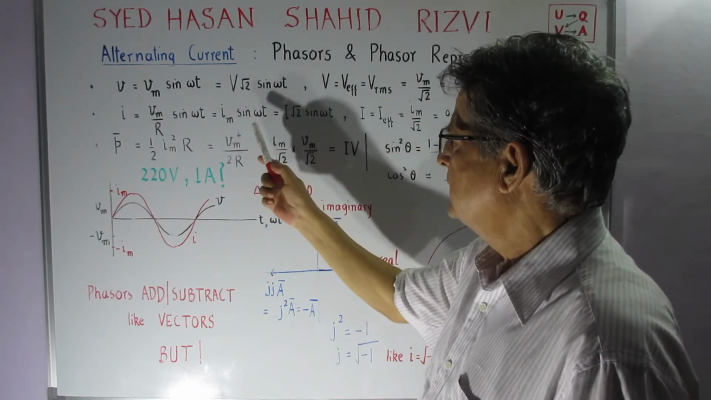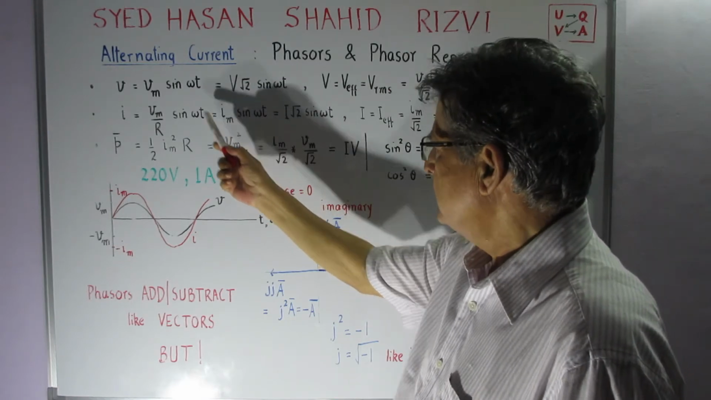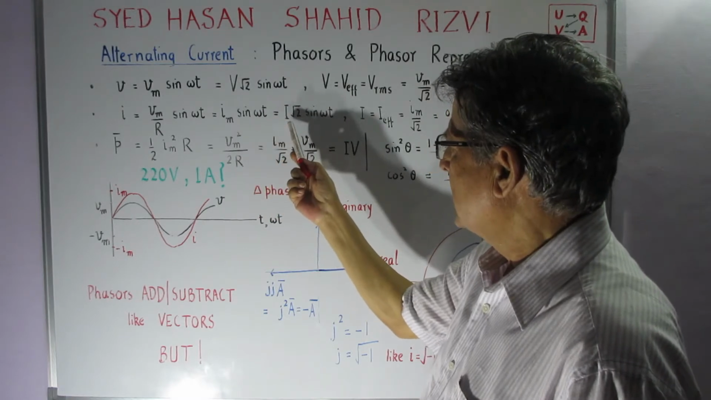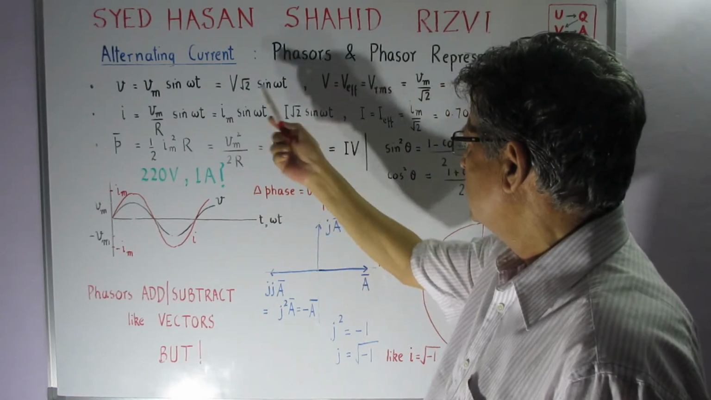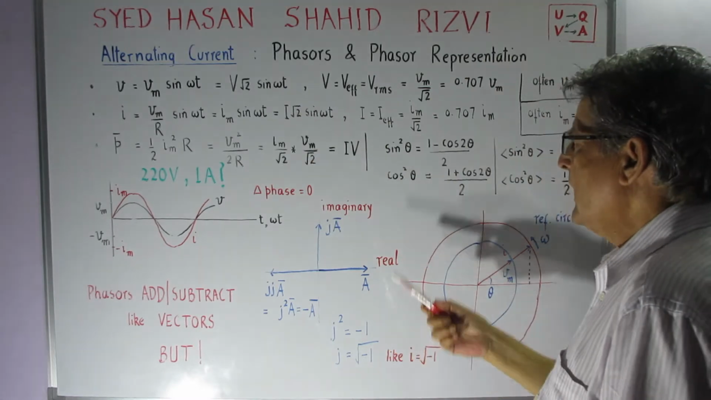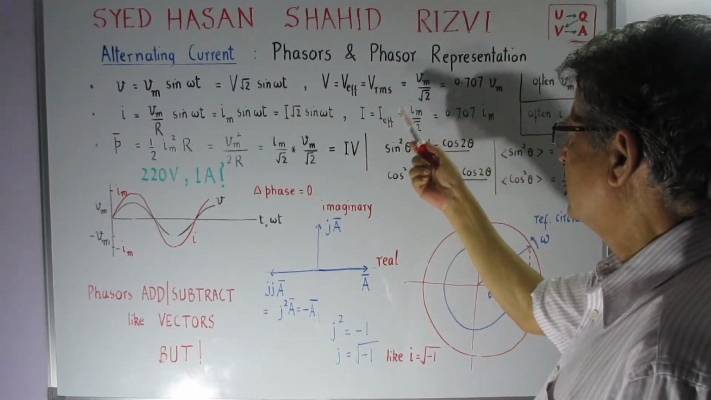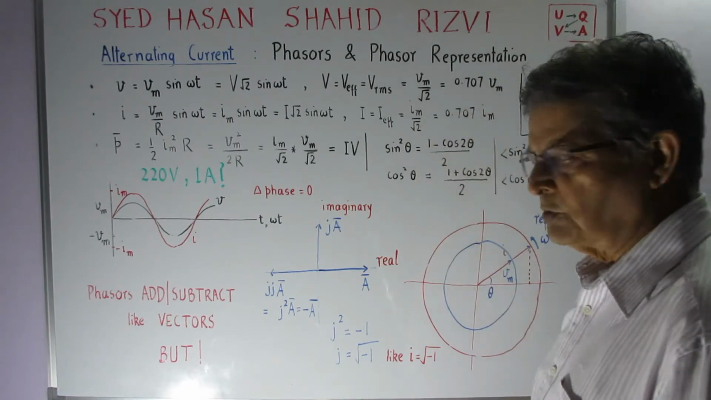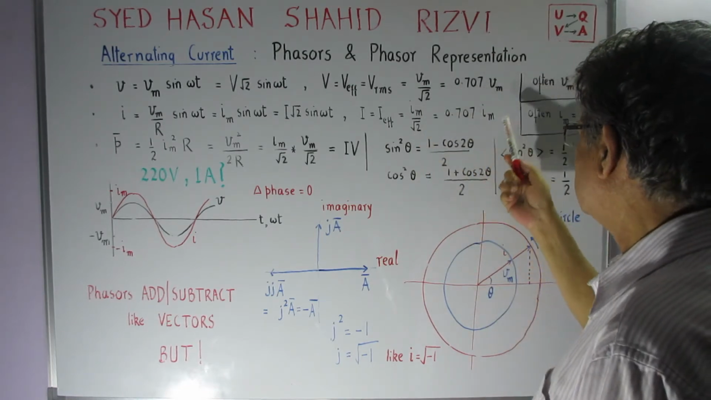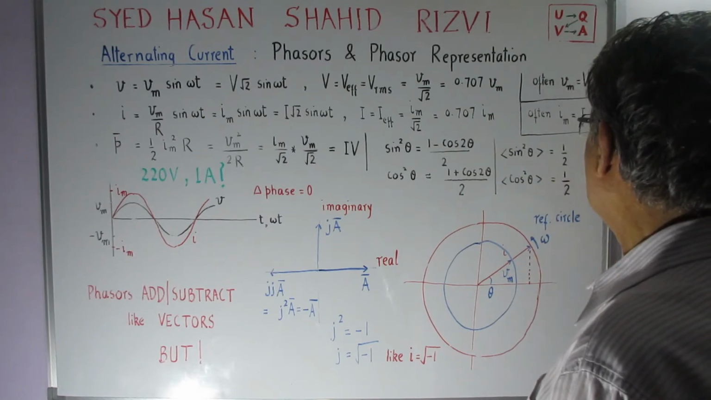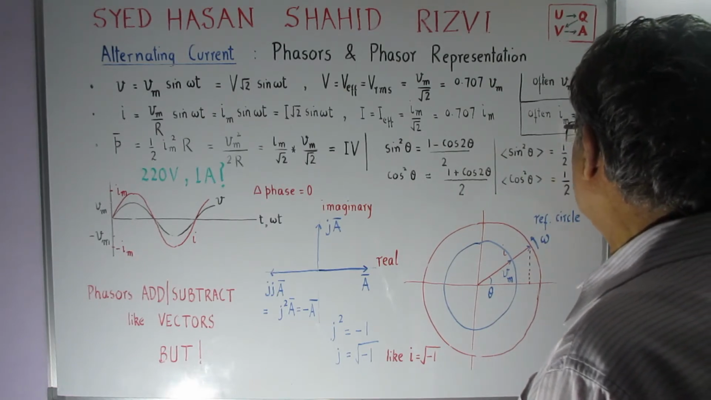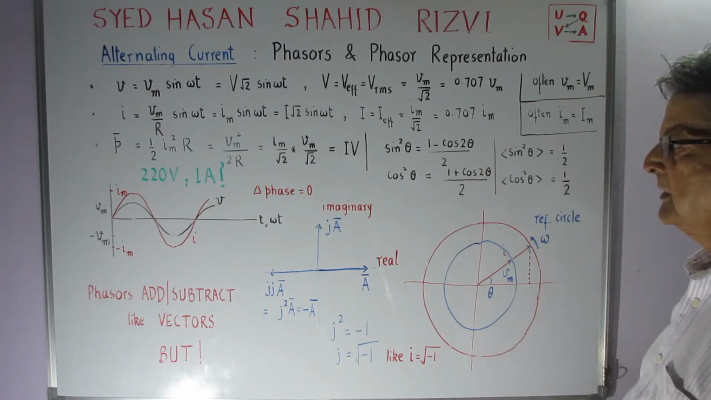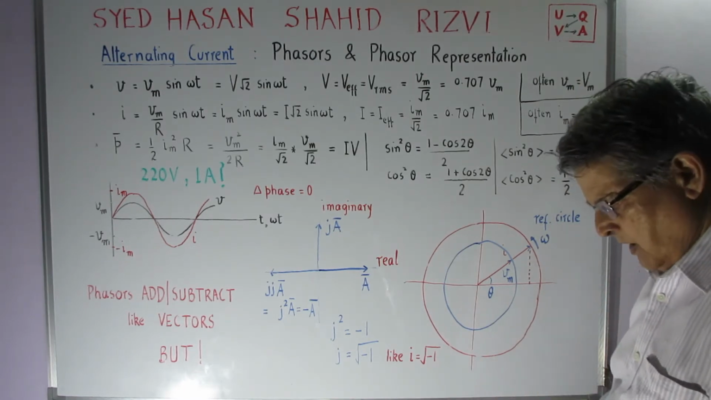So I can write this as Im, Vm upon R as Im, sine of omega t, which I write as I root 2 sine of omega t, like that, and I effective or I RMS, okay, is equal to Im upon root 2, which is 0.707 Im, and often like this we write Im as capital Im, okay.